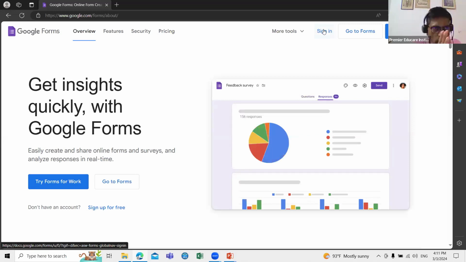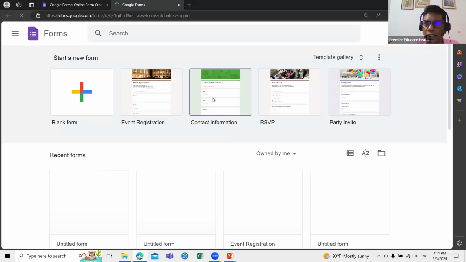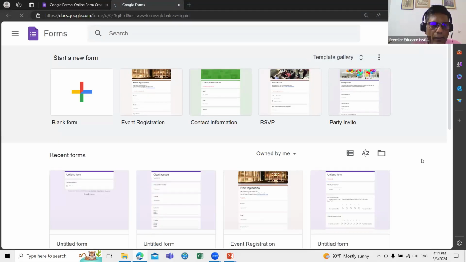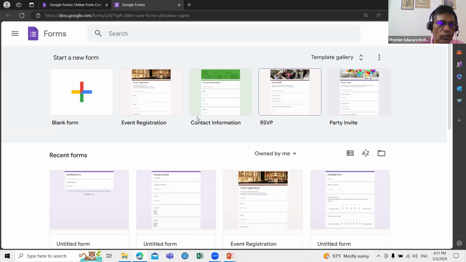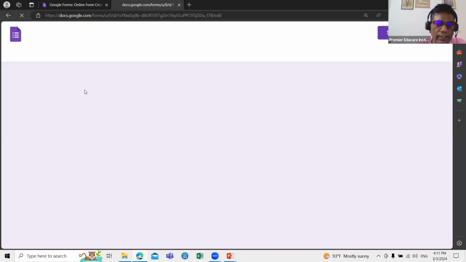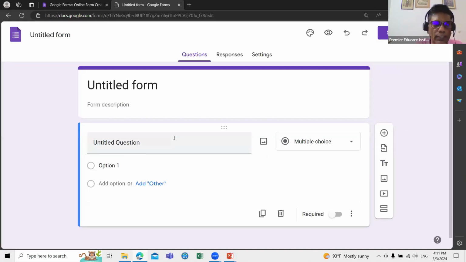That means you have to go to your own Google account, sign in. I am here now. I am in my Google account, right? Yours may be different, right? So if you do not have a Google account, first you have to create one. Basically, you may have it, because if you have a Gmail, then definitely you have a Google account. So click here, blank form, right? It takes some time. Yes, you got this one.